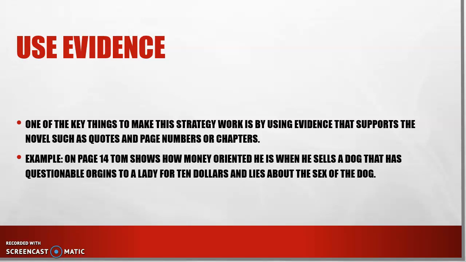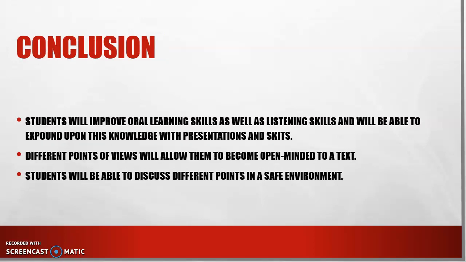Which is true because you have evidence that shows he ends up selling a dog with questionable origins to a lady, and then he also lies about the sex of the dog. And then you can go on to say that Tom is also very money-oriented, and he's not a very good person because he ends up cheating on Daisy with a mechanic's wife. Her name is Myrtle.